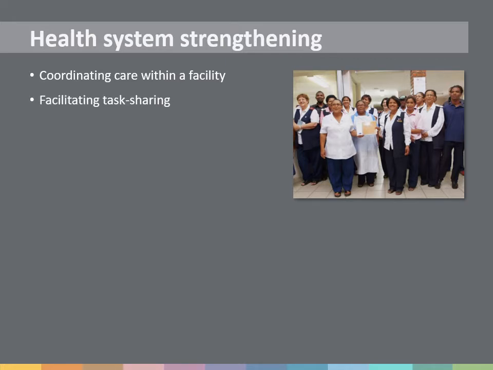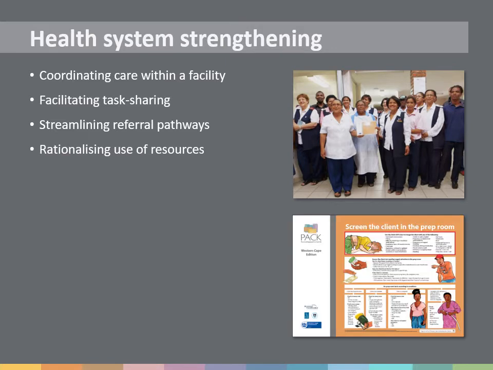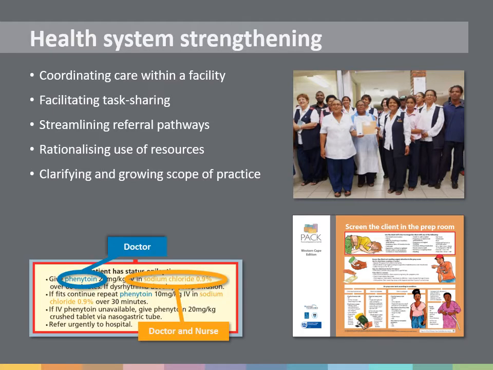The guide development, localization and update processes provide several opportunities to clarify health system features, including streamlining referral pathways, rationalizing the use of resources like equipment and tests, and clarifying and growing the clinician's scope of practice. This is best illustrated in the guide with medications being color-coded according to prescriber level. And there have been instances where the update of this comprehensive guide has helped to resolve policy inconsistencies and gaps.